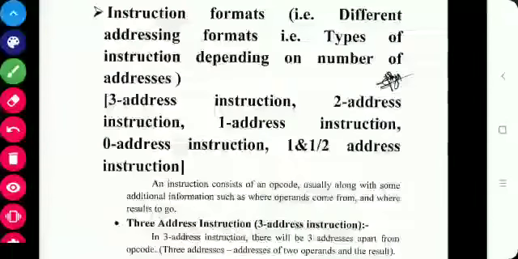In the last lecture we have seen the basic operational concept. Today's topic is instruction formats, means the types of instructions depending on the number of addresses. So according to the address there are 3 address instruction, 2 address instruction, 1 address instruction, 0 address instruction and 1.5 address instructions. So we will see this one by one.